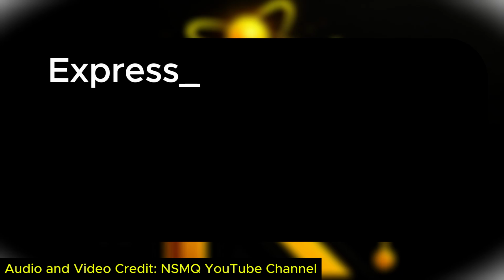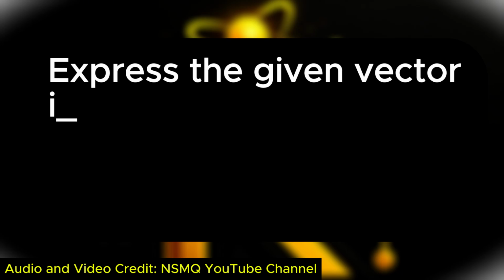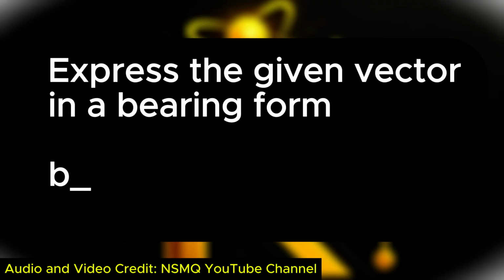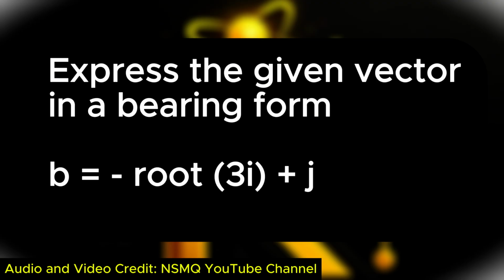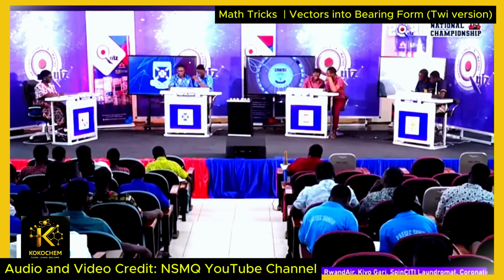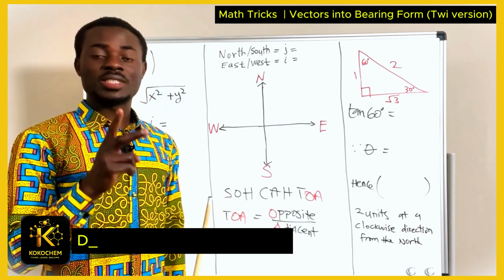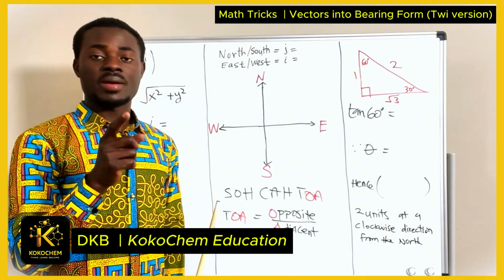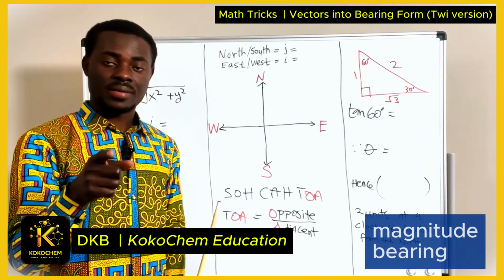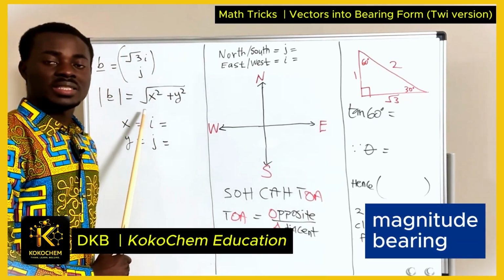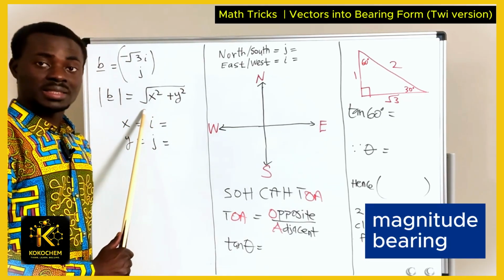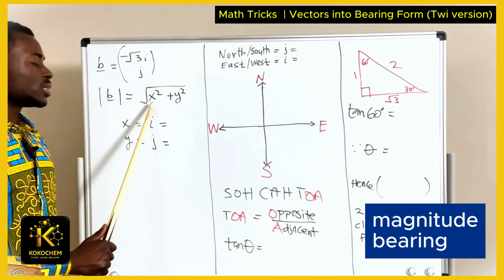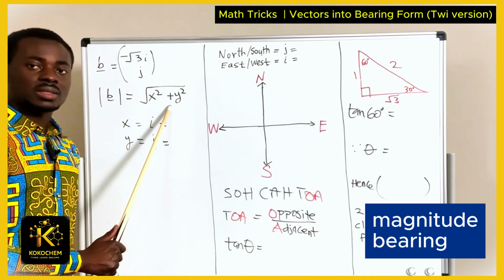Express the given vector in bearing form. B equals negative root 3 i plus j. The answer will be magnitude and bearing. First we calculate the magnitude of the vector, and the formula we will be using is the square root of x squared plus y squared.